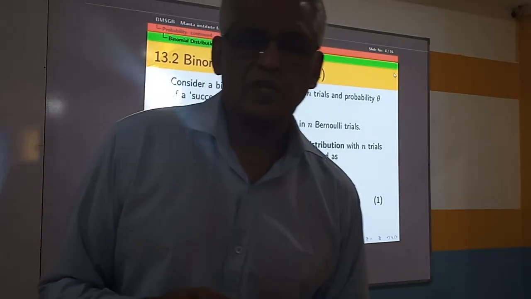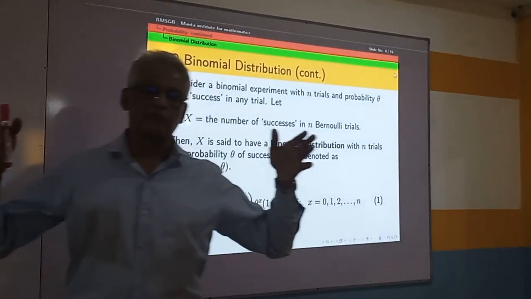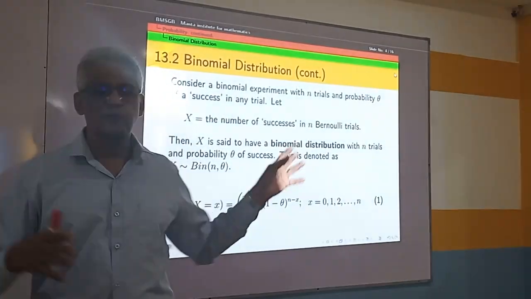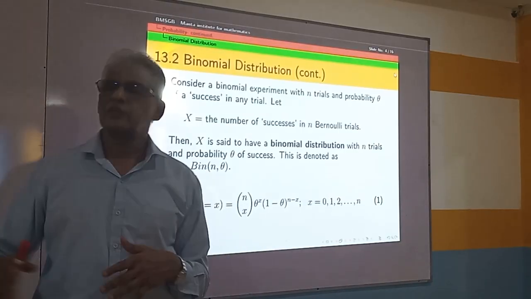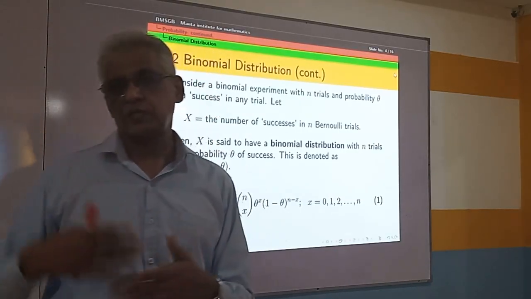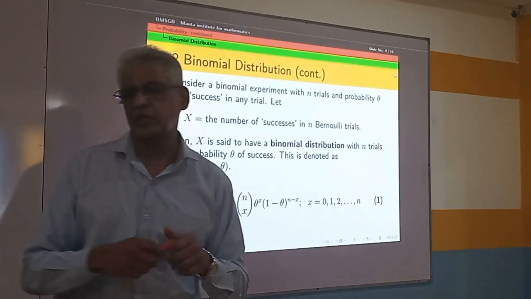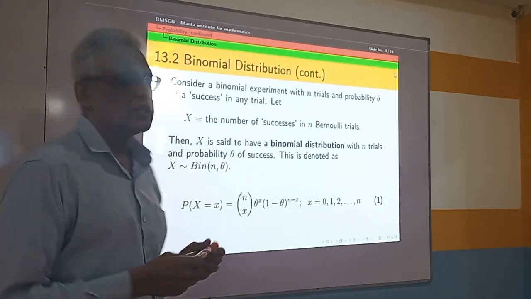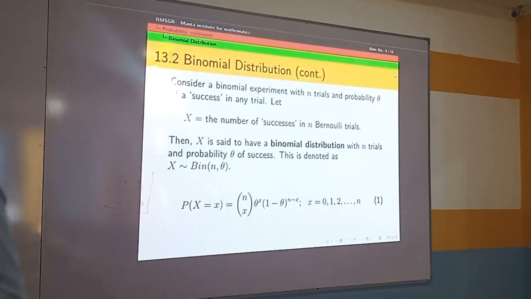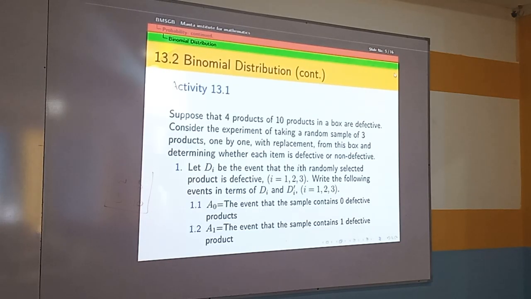Right. So of course, if you are taking with replacement, ideally the model will be okay. Even if you are taking without replacement, if the population is very large, we still use the binomial model to calculate the probability of success in the sample. So let us look at one or two examples just to understand this further.